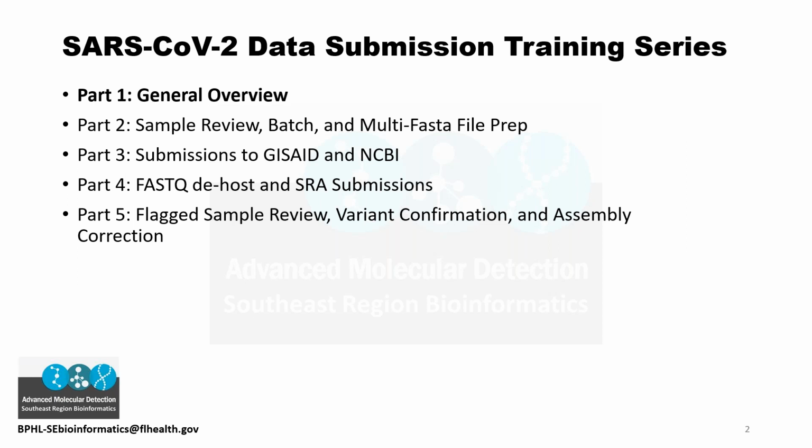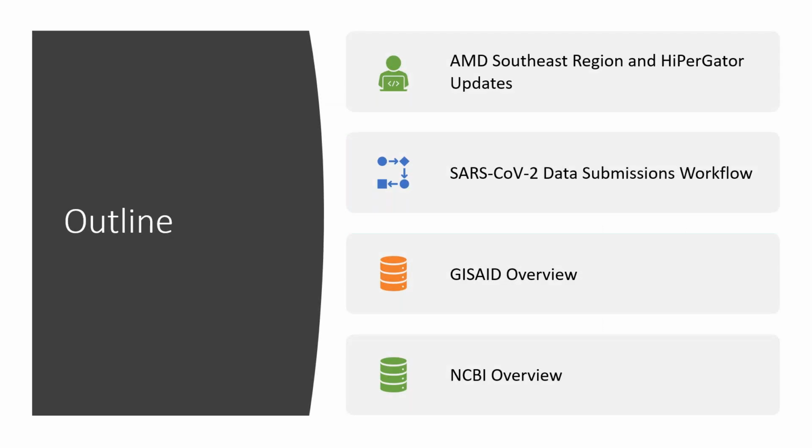And then in part 5, we'll go over something that we do here in Florida. So if you get an error from a submission and they say that there's a flagged sample, I'll show you how to go through those flagged samples, how to address those if you wish, confirm new variants, and if you do detect any kind of PCR artifacts or sequencing artifacts, how you can correct those assemblies. So today we'll just give a general overview.